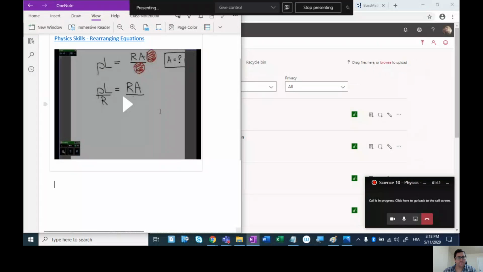Hello, everybody. This week, we're going to reorganize formulas. It's a very important skill in science, and if you're doing some math, you're probably going into that this week or next week in math. How to move numbers around, how to move letters around in order to get the proper focus on our equation. Let's dive right into it. I don't want to waste any time.